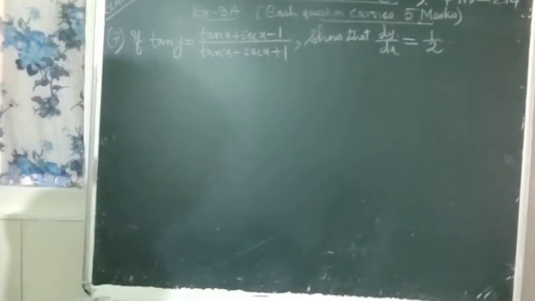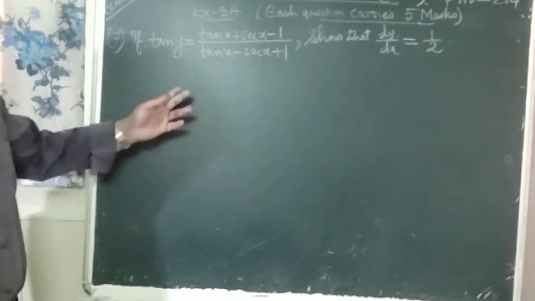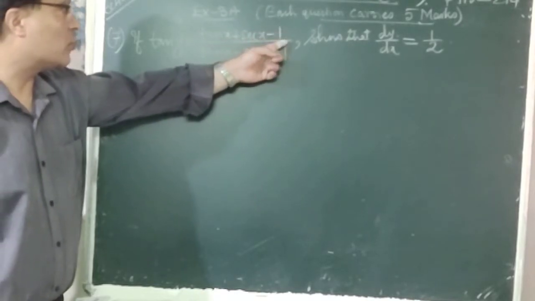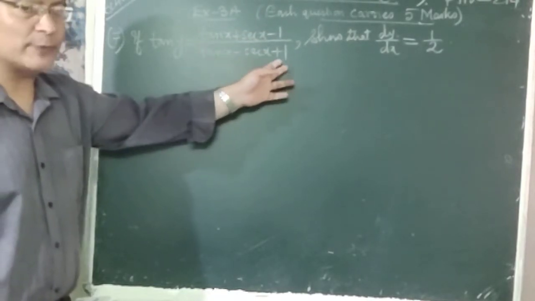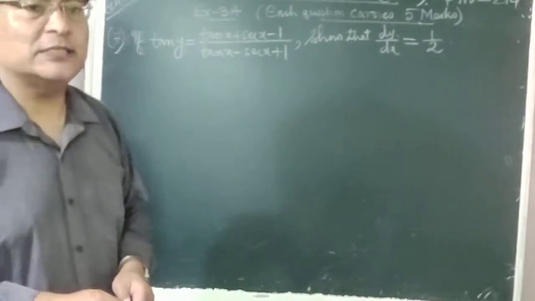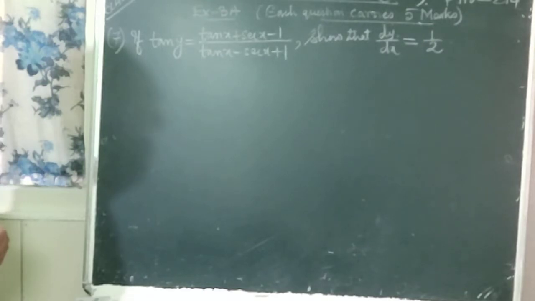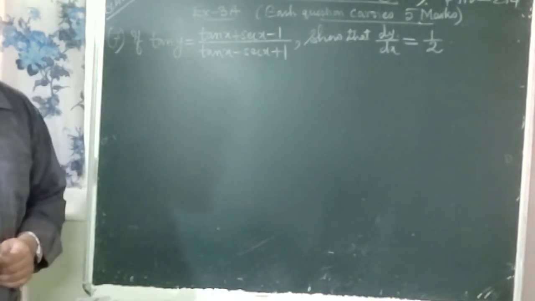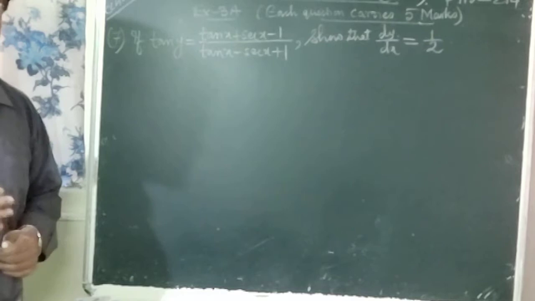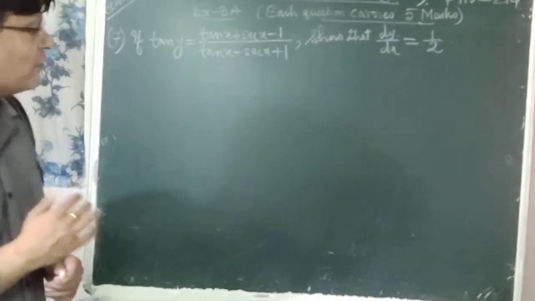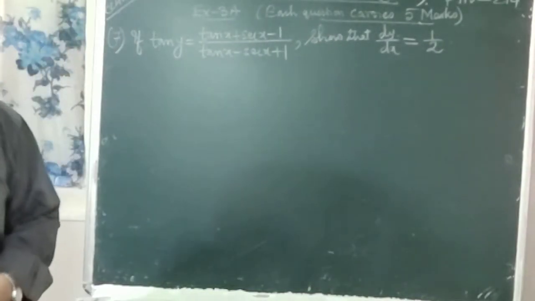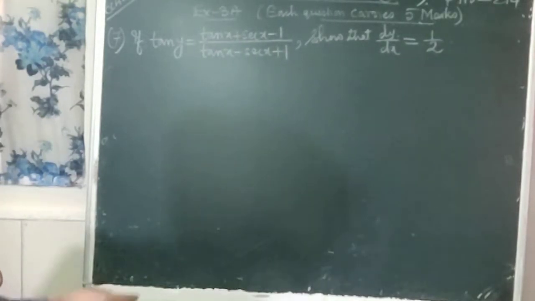So now we'll do the next question, that is question number 7. If tan y is equal to tan x plus sec x minus 1 divided by tan x minus sec x plus 1, prove that dy by dx is equal to 1 upon 2. Okay. So now in this case you have to simplify the given expression, then only you can get the value for dy by dx as half. That is, you will get the simplified value of dy by dx is equal to half, right? So now let us simplify the given part.